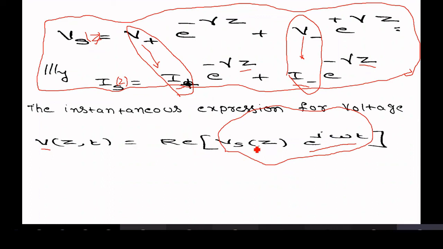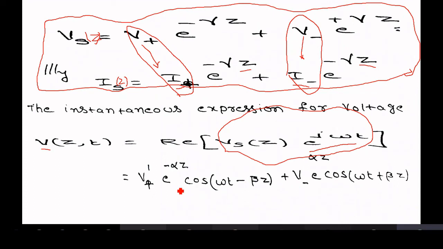What is the expression that we are getting? In place of Vs of z, you substitute this expression, V plus e power minus gamma z plus V minus e power plus gamma z, and multiply with e power j omega t, and take the real part of that.